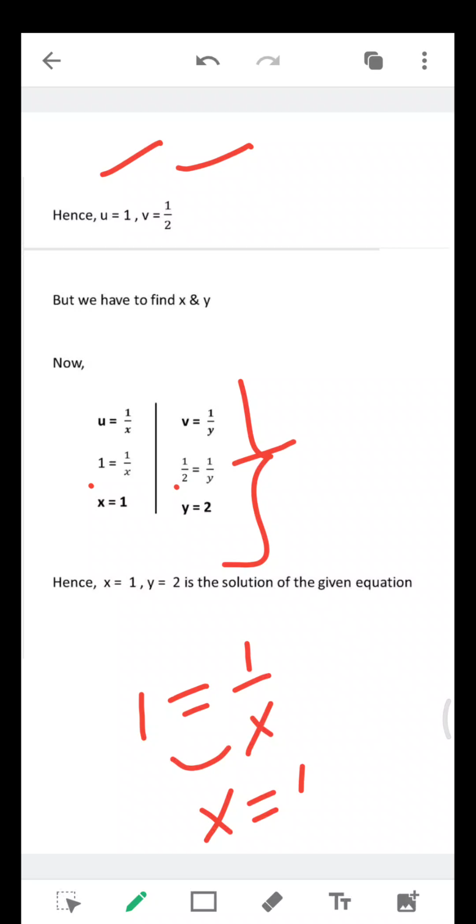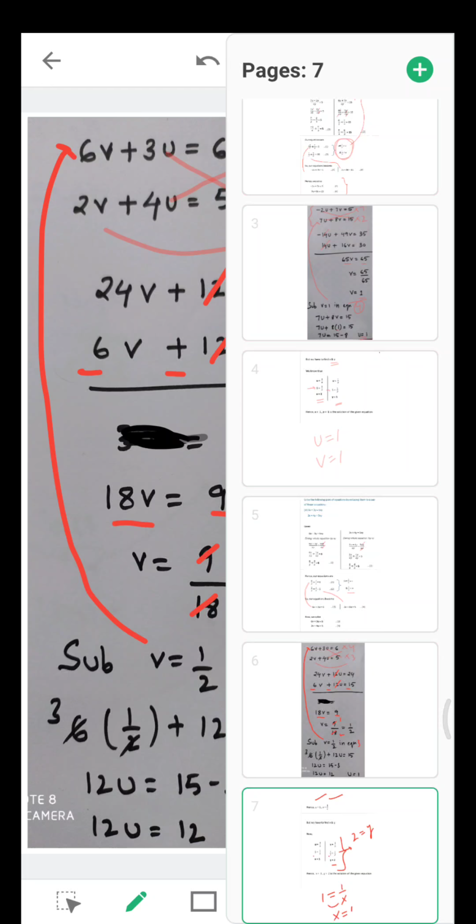Just reciprocate this, it becomes 2 is equals to y. It was 1 by 2 is equals to 1 by y, so if you reciprocate, what happens? It becomes 2 by 1 is equal to y by 1. So 2 by 1 is equal to y by 1 is nothing but y is equals to 2. So x is equals to 1, y is equals to 2. These are the solutions of our equations.